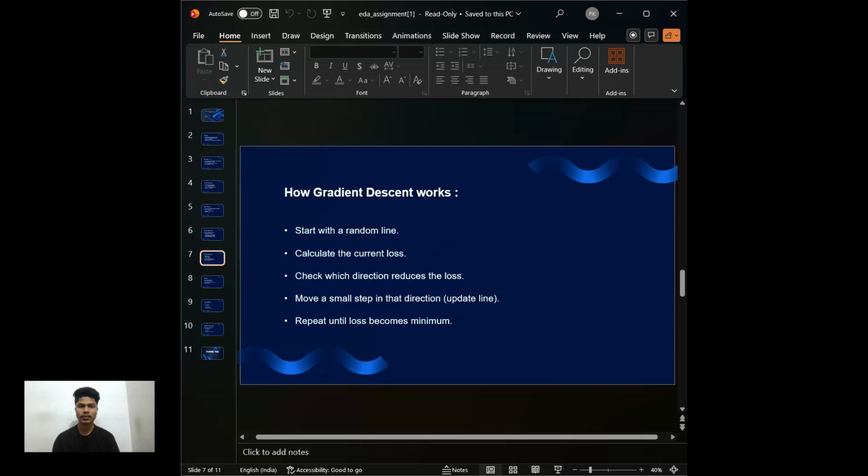How does gradient descent work? Let's go through it. We start with a random line, then we calculate how much loss that line has. Then we check which direction the loss decreases. Next, we take a small step in that direction. That's an update, meaning we update the line. We repeat this process again and again. Each time the line changes a little and the loss becomes smaller. Finally, we reach the point where the loss cannot be reduced anymore, and that's our best fit line.